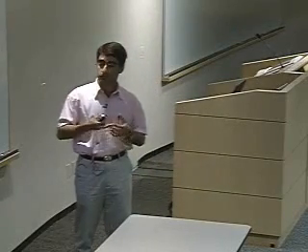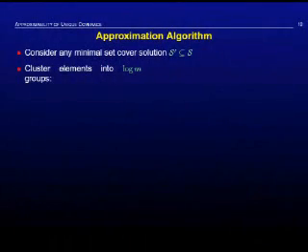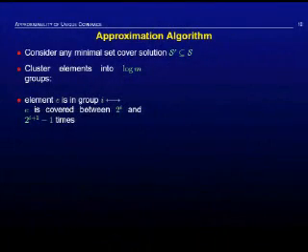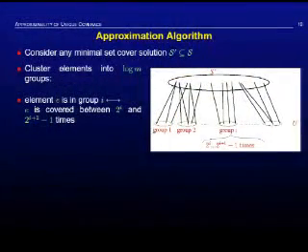So the approximation algorithm is this. We start with any minimal solution of set cover. So S prime is a set of sets that cover all the elements, and if you remove any set, then it's not a set cover solution anymore. And we cluster the elements into log m groups. An element is going to be in group i if it is covered between 2 to the i and 2 to the i plus 1 times. So every element in a group is covered roughly the same number of times, differing just by a factor of 2.